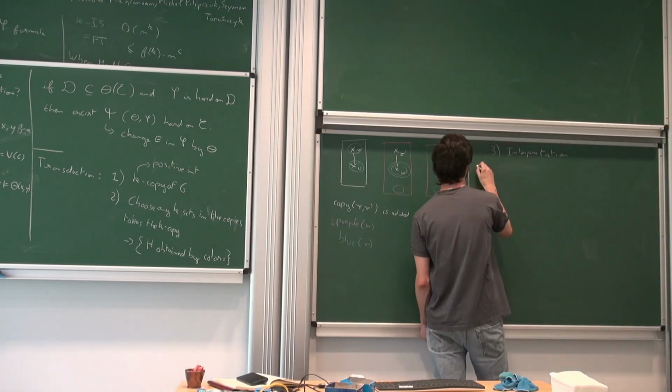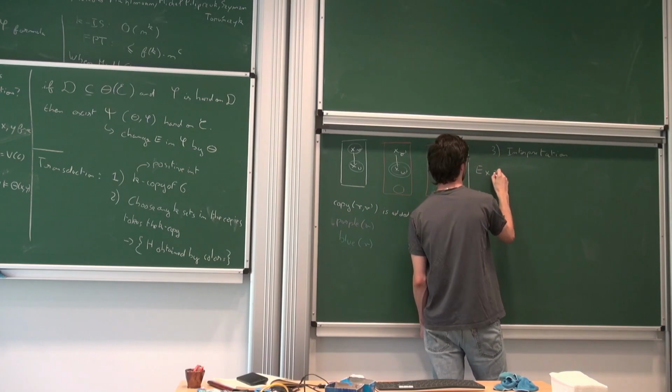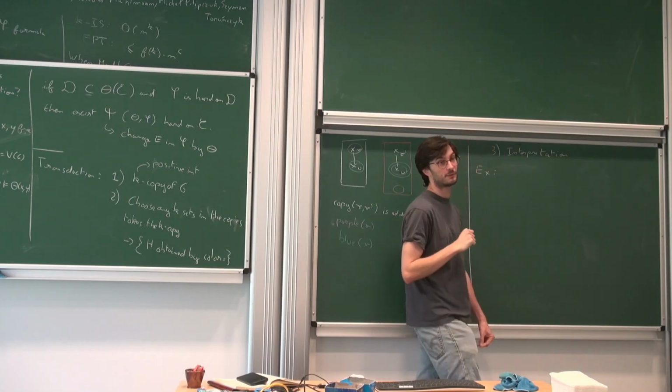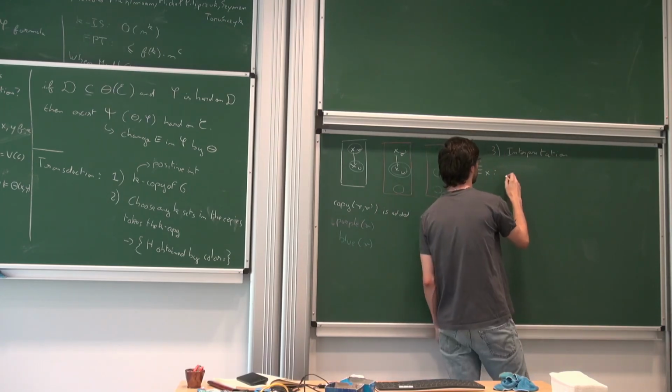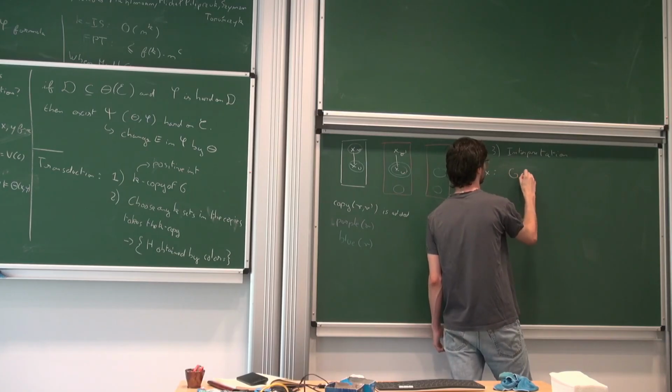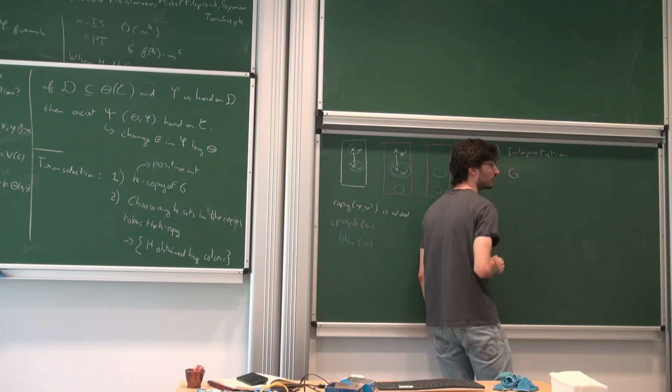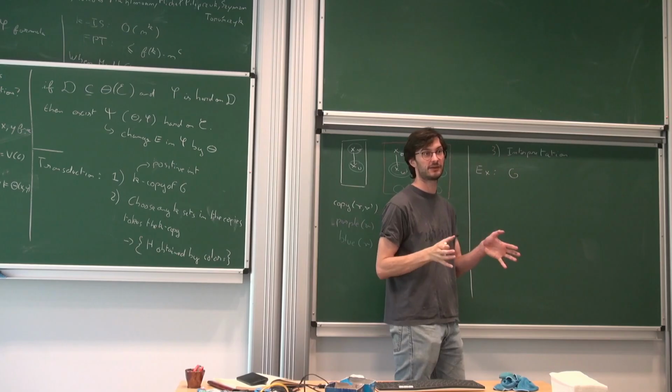So let's do some examples. From one graph G, you can obtain all the semi-induced bipartite graphs in G.